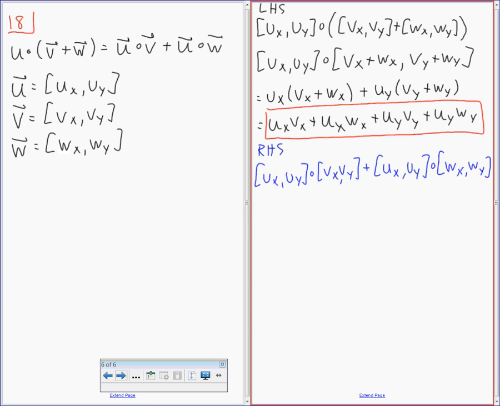Okay, can someone be brave and show off the dot product skills? Front row, sorry, Amy. The second back, you want to try it? Go ahead. Good. Ux vx plus uy vy. Good.